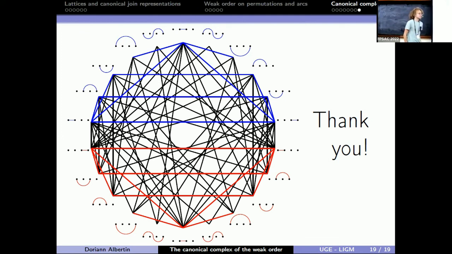Is the construction of this complex universal? That means for every complex, can you construct a poset for which you get this complex as the canonical join complex? Sorry, I have trouble hearing you. So is this construction of the complex universal? That means, given a complex, can you go back from the complex to the poset? I wouldn't think so, but I'm not sure.